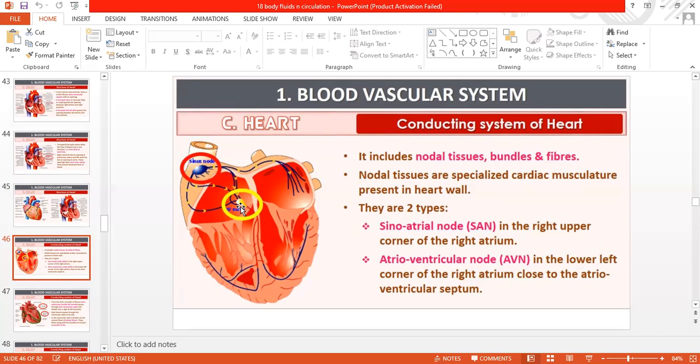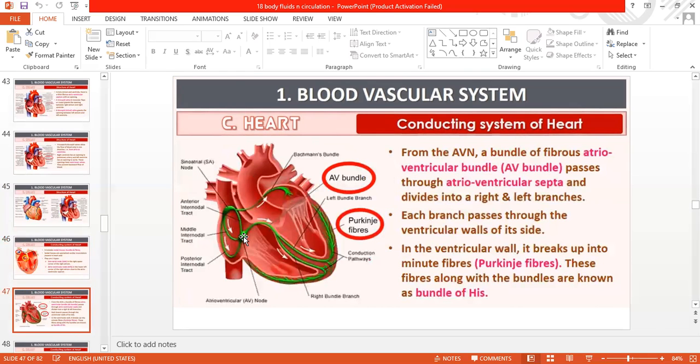Then there is another nodal tissue, that is the AV node or the atrioventricular node, which is present in the lower left corner of the right atrium close to the atrioventricular septum. This is the atrioventricular septum starting from here. It is present on the lower left corner of the right atrium. Now, this is the SA node, you can follow the cursor over here, and this is the AV node.